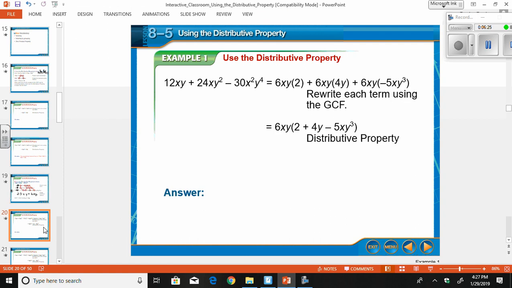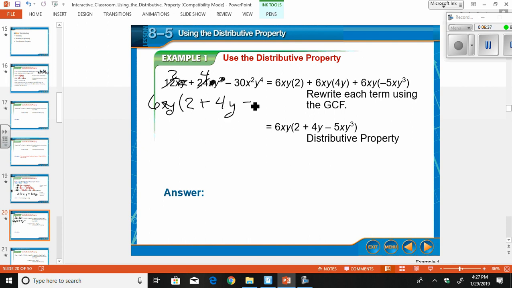So when I take that out, I bring it out front, 6xy. Well, what's going to be left? A 2, nothing else there, plus 4 and a y, 4y, minus, this goes in here 5 times. I'm taking out 1x and 1y, so this is 3, so minus 5y to the third.